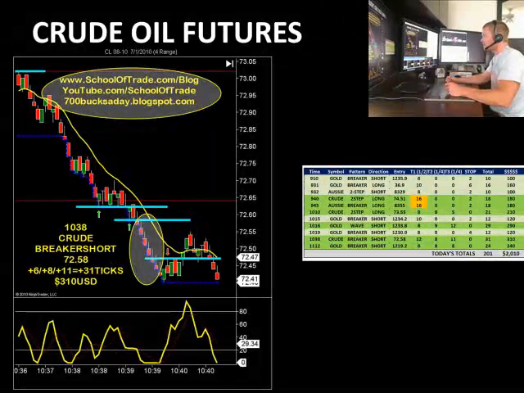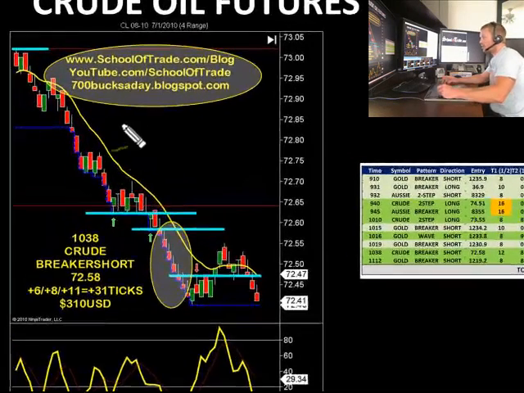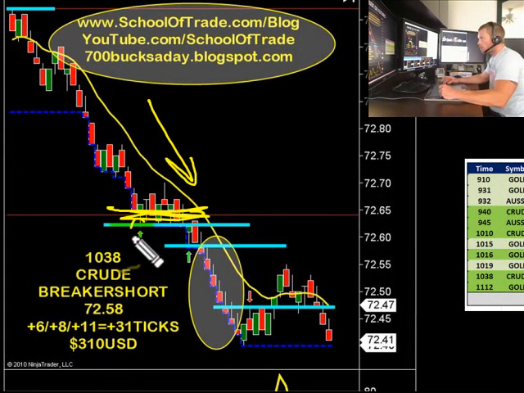Okay, so we went back to back to back winners on gold. We got 2 more trades though. 10:38 here back on Crude. Short-term trend is down. We know that because the slope of my trigger line is pointing down. I'm going to break below support, right? 72.65. I mark my swing low and I break below that swing low.